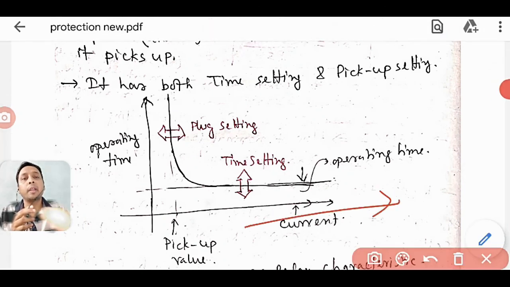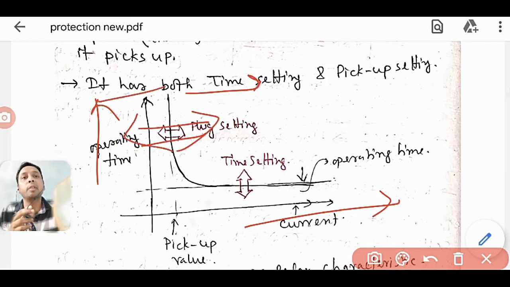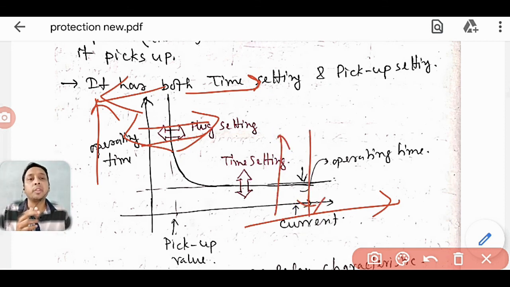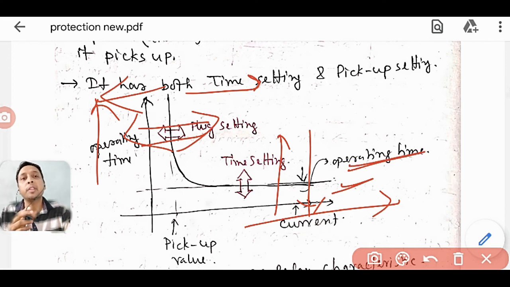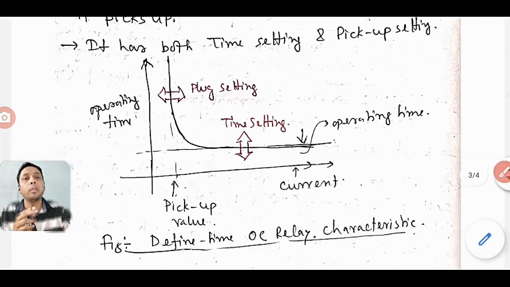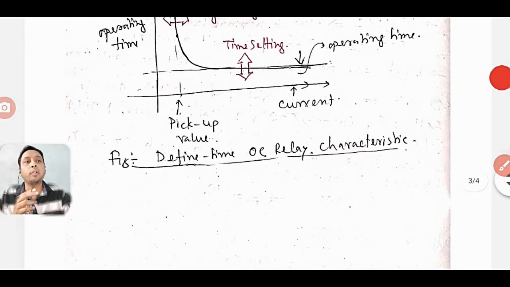Again, this is your current, this is your operating time. You can see now the axis has both the flux setting and the time setting. You can move it in this direction or that direction, it depends. This operating time you can change according to your time setting. This pickup value you can also change according to your flux setting. Now you can understand it can move up, down, left, right. Left and right depend on the flux setting. Up and down depend on your time setting. So that's all for today.